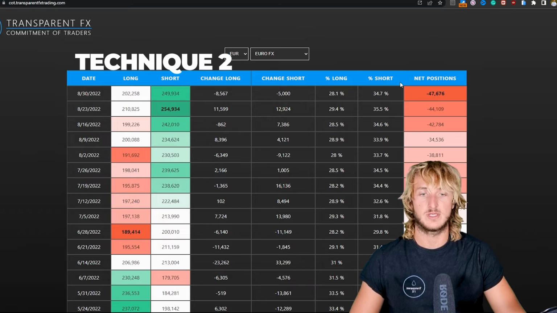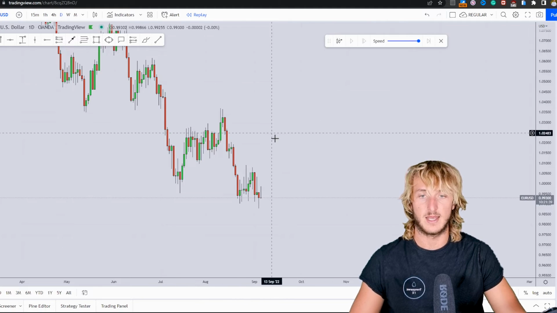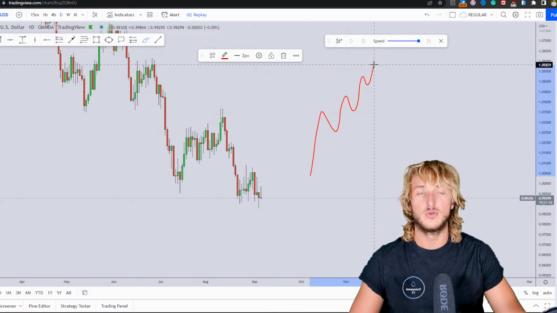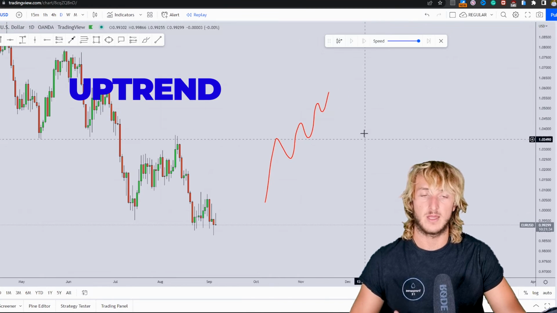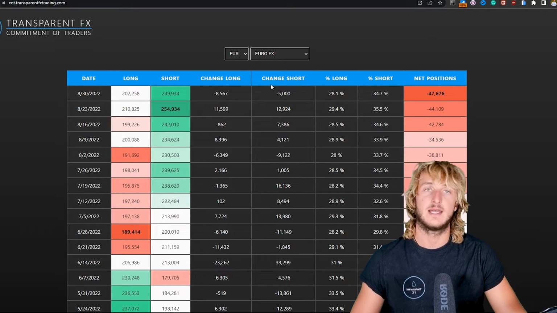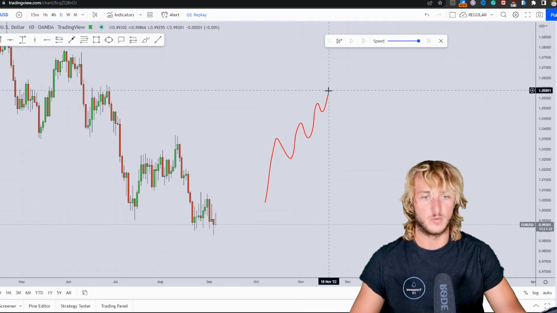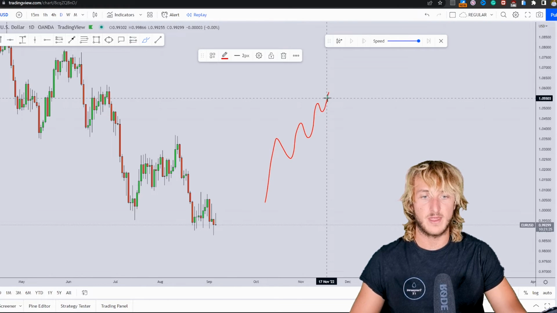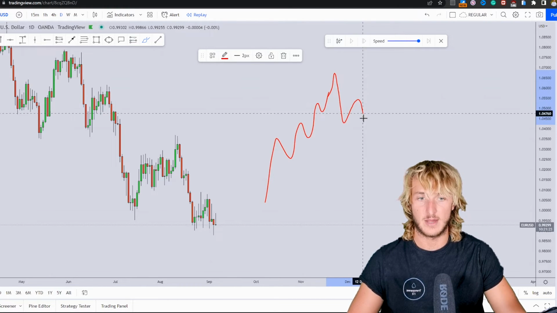If you have, for example, a market that is making an uptrend, and during the uptrend you're seeing longs added and shorts added at the same time, that is another indication that you might have the possibility of a fake breakout to the upside and then a break back down.